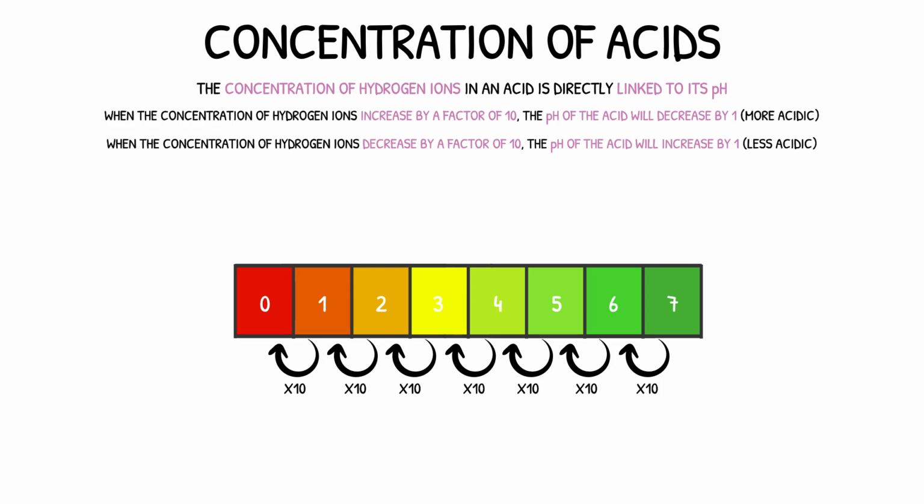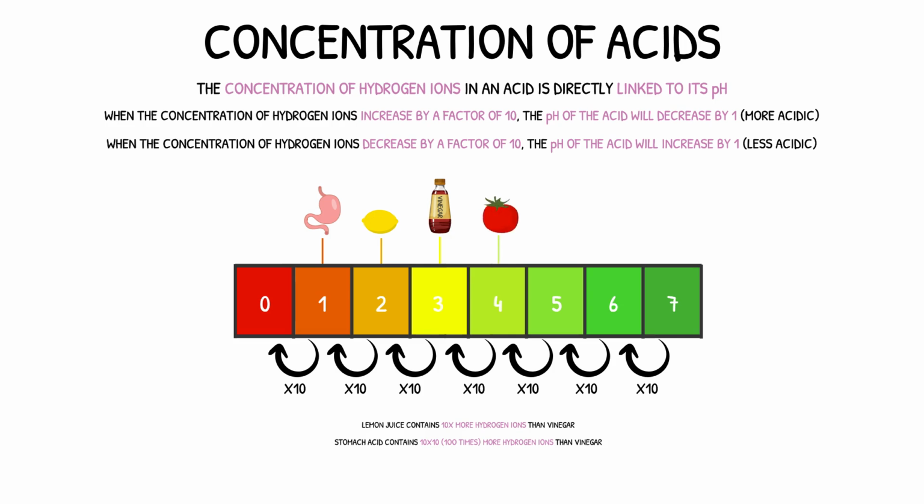For example, vinegar has a pH of 3. Lemon juice with a pH of 2 will contain 10 times more hydrogen ions than vinegar, and stomach acid with a pH of 1 will contain 10 times 10 more hydrogen ions than vinegar. However, tomato juice with a pH of 4 will contain 10 times less hydrogen ions than vinegar, and coffee with a pH of 5 will contain 10 times 10 less hydrogen ions than vinegar.